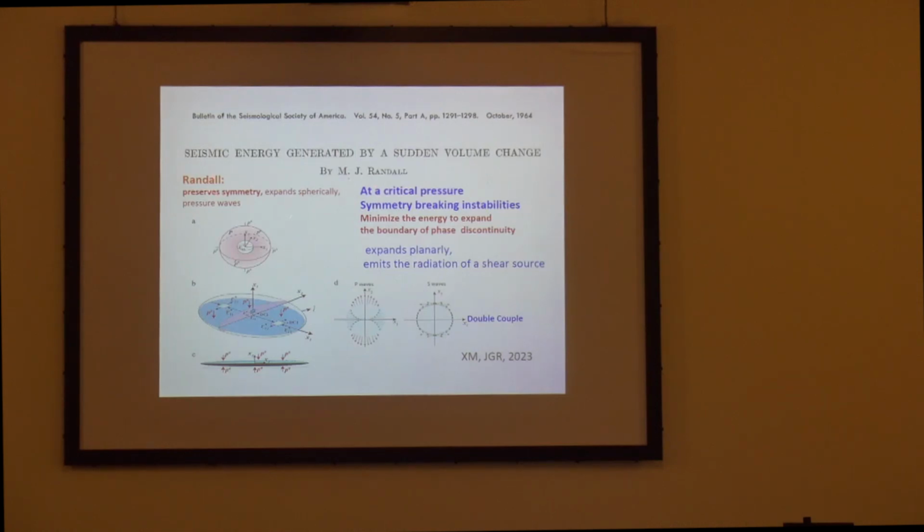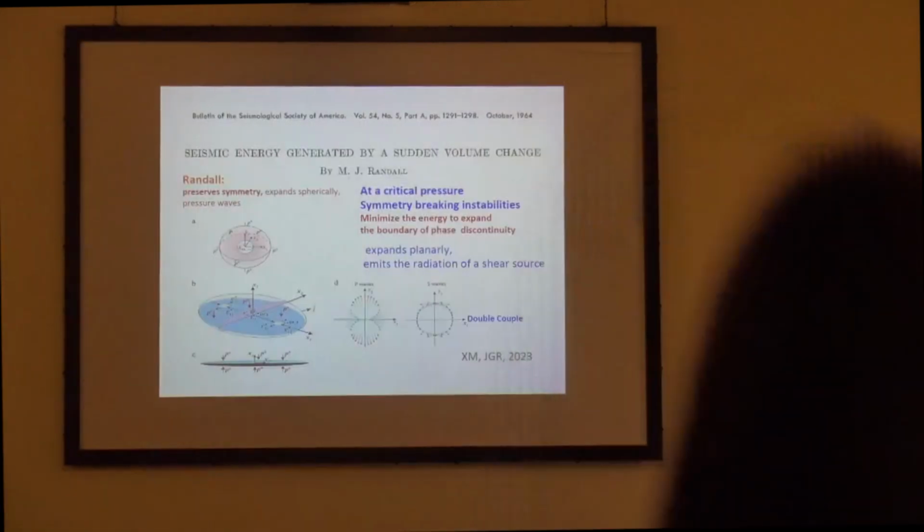Now, we have the problem of Randall, which is a sudden volume change under pressure. The problem preserves isotropic symmetry, and the region of volume change, that is volume densification, volume reduction, expands spherically and emits pressure waves. What this literature altogether has failed to consider is the energy spent to move the boundary of a phase discontinuity.